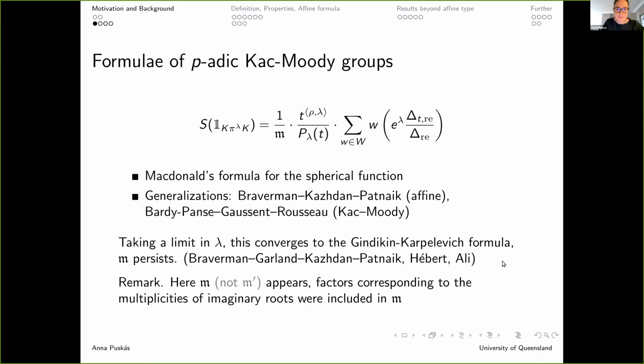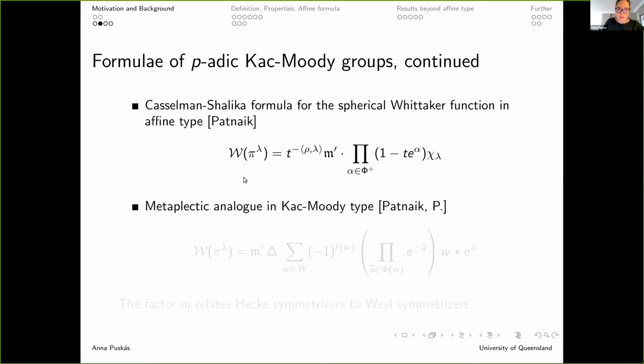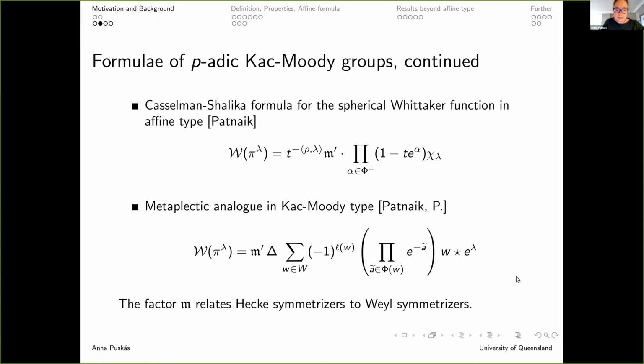Okay, and then very intriguingly to me and perhaps some of you, this M also appears in generalizations of the Casselman-Shalika formula for a spherical Whittaker function into affine types. So this was done in the non-metaplectic context by Manish Patnaik, and then in the metaplectic analog for any Kac-Moody type in my joint work with Manish Patnaik. And again, here we have M prime, not M. But again, essentially the same factor appears in this formula. And the way that it appears here is by something that relates essentially a Hecke symmetrizer to a Weyl symmetrizer. So I'll say a little bit more about that.